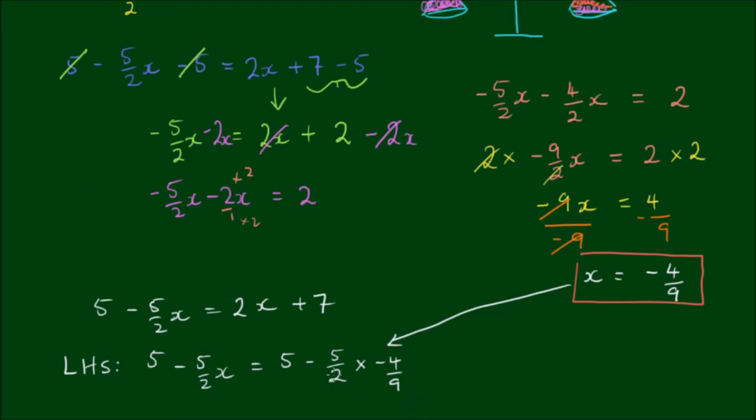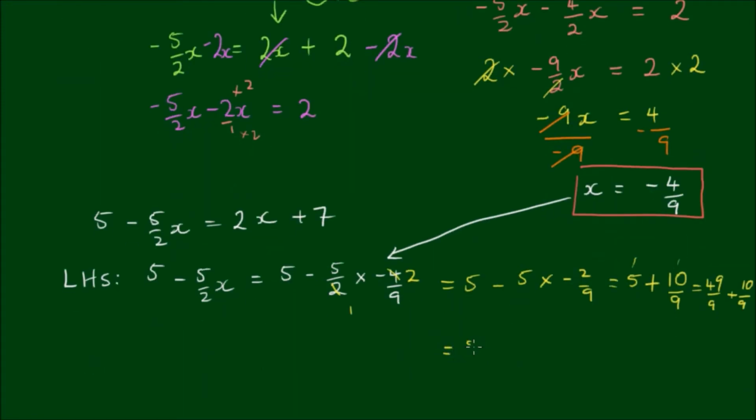Now in this operation we have a 2 on the bottom and a 4 on the top, and the common factor is 2. So the 2 on the bottom cancels down to a 1, and the 4 on the top cancels down to a 2. So we have 5 minus 5 times negative 2 on 9, which equals 5 plus, since a negative times a negative is a positive, 10 on 9. If I make a common denominator between the 5 and the 10 on 9, we have 45 on 9 plus 10 on 9, which gives us 59 on 9. Now what do we have on the right-hand side?